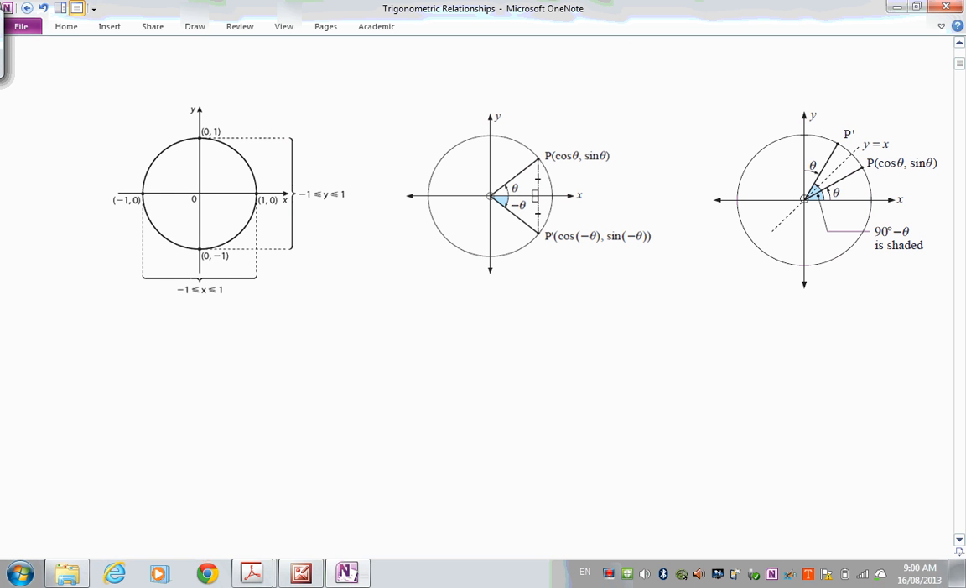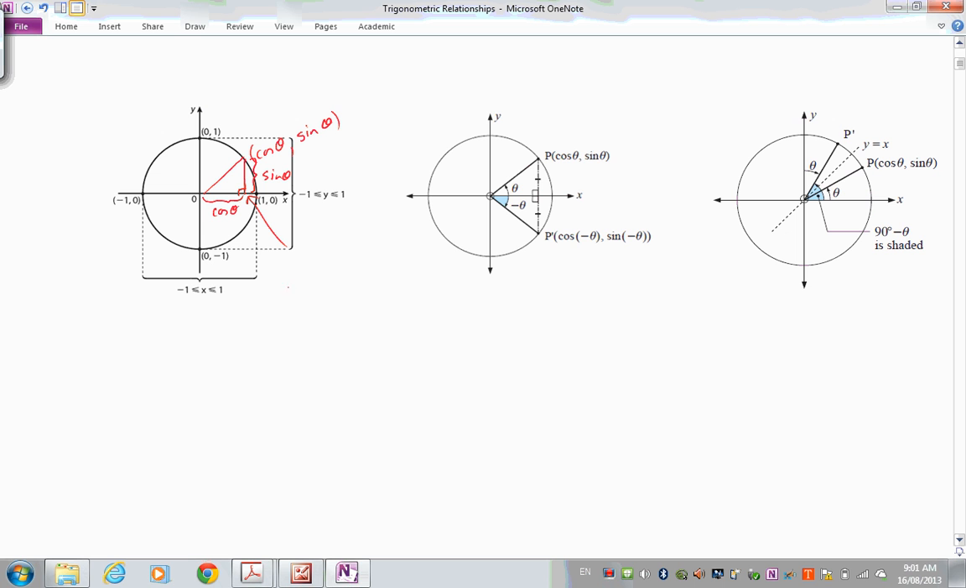Here we are. Let's have a look over on this side at doing one which is sine squared plus cos squared. If you look at this now, remember we said the x-coordinate was cos, the y-coordinate was sine, so this distance along here, the x-coordinate, is the cos theta, we're saying, and the y is the sine of theta. Hang on, look at this.